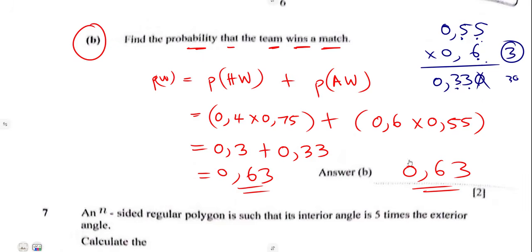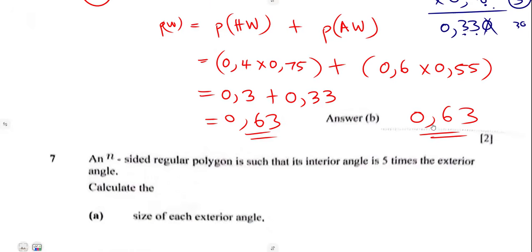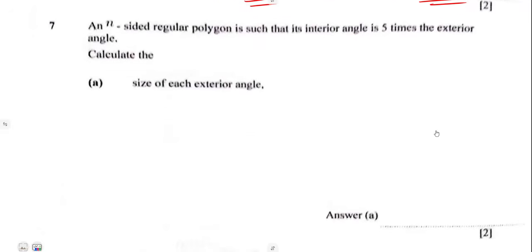Probability can be given as a decimal. So you can just use the decimals as we have here on the diagram. All right. So that was it on question number 7.